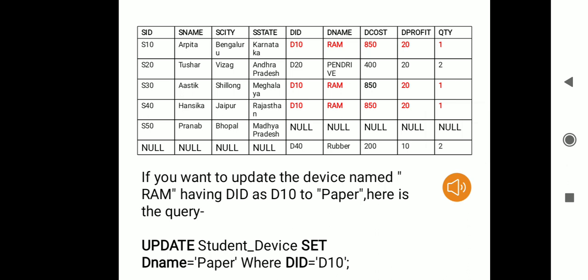We have seen that update anomaly arises due to non-synchronization of data while updating certain columns in a table. That means due to non-synchronization of data, certain columns get updated and certain columns not. Now consider this table. Say you want to update the device named RAM having DID as D10 to paper using the following update statement. That is, update student device, set DName equal to paper where DID equal to D10, followed by a semicolon.